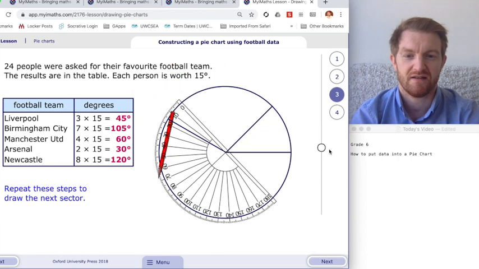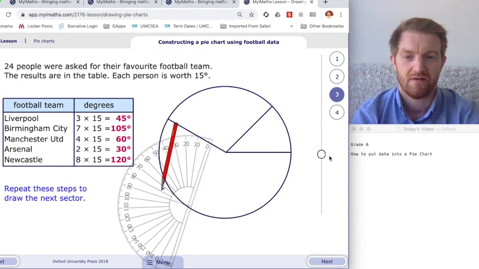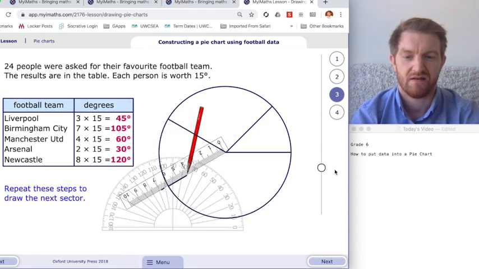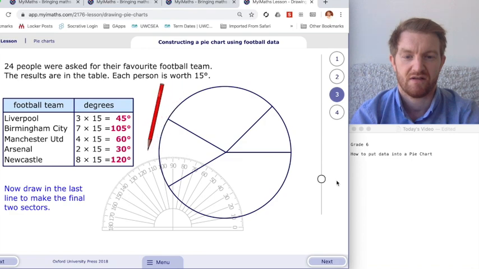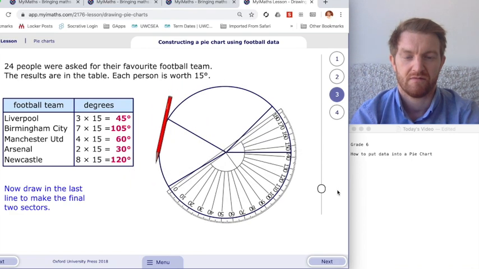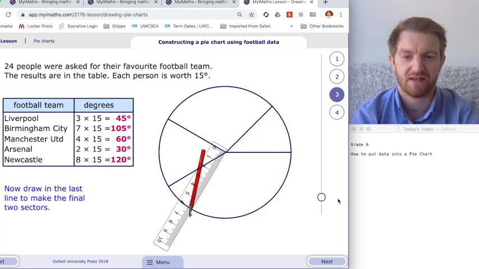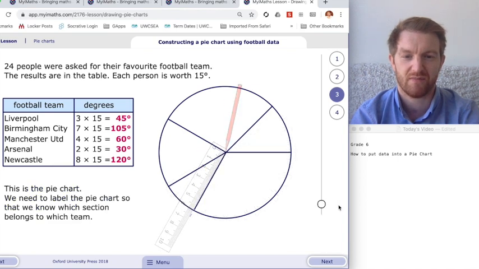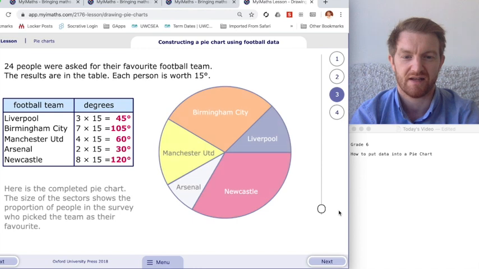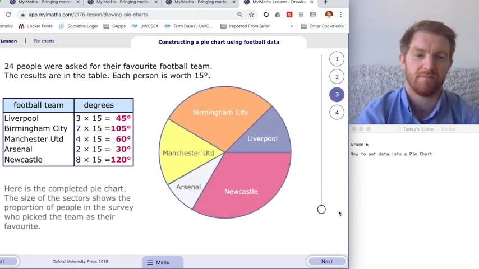The protractor turns again, and draw the line, keeps turning. Now they've turned the other way, I don't like that, but you get the idea, it's 30 degrees further. They should have turned left, that was a bit naughty of them. And then the remaining slice is the last one.